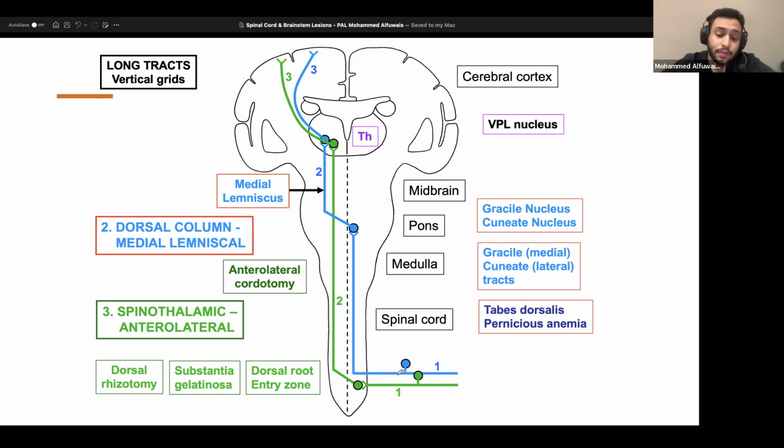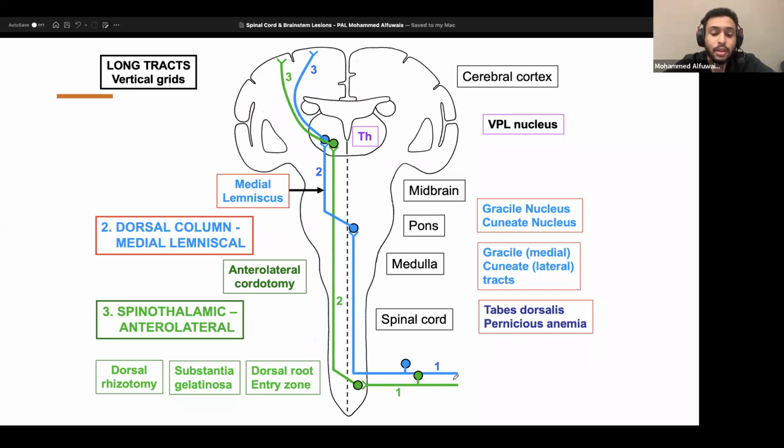To carry it, the first order neuron will go up the spinal cord through the fasciculus gracilis and cuneatus. It'll go all the way up to the nucleus gracilis and nucleus cuneatus at the level of the lower medulla. I know this picture doesn't show it, but just take my word for it, it is in the lower medulla. Then it will cross over. When it crosses over, it will create the medial lemniscus. The medial lemniscus will go all the way up to the ventral posterior lateral nucleus of the thalamus. Then it will go all the way to the primary somatosensory cortex, okay?